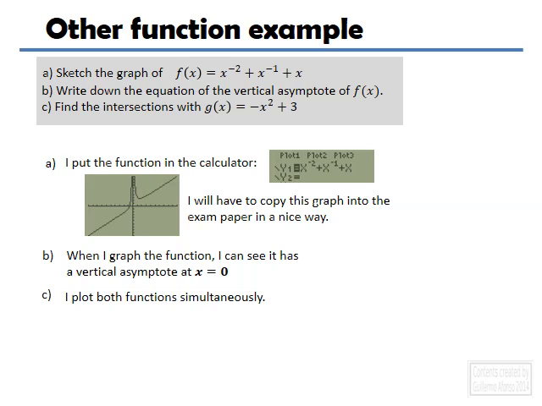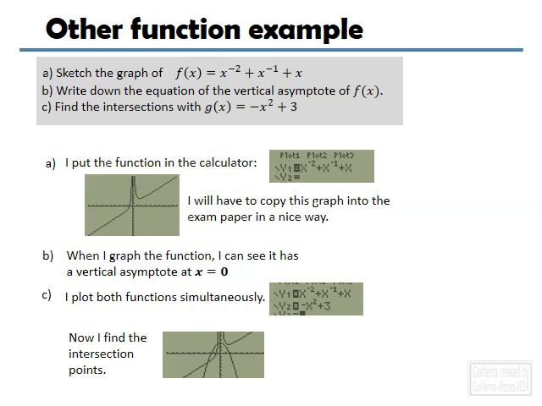And finally, to find intersections with g of x equals minus x squared plus 3, all I have to do is plot both functions. I press graph, and here they are. And now I just go to the menu calc and look for the intersection points. And these will be the intersection points. I have to round them up, so that's why I put that funny sign.